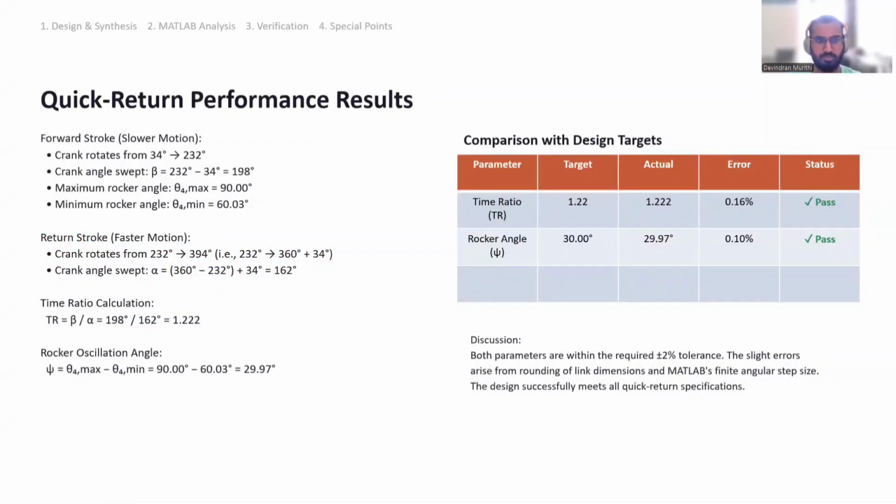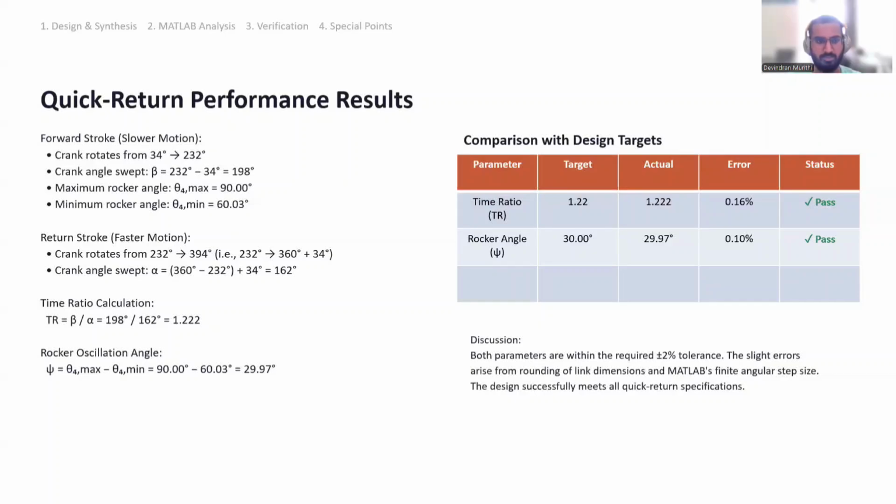For the forward stroke, which is the slower motion, the crank rotates from 24 degrees to 232 degrees. The crank angle swept, beta, equals 198 degrees. The maximum rocker angle is 90 degrees and the minimum rocker angle is 60.03 degrees. For the return stroke, which is the faster motion, the crank rotates from 232 to 394 degrees and the crank angle swept, alpha, is 162 degrees.